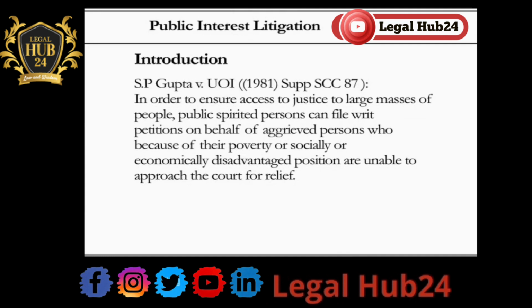The only way in which this can be done is by entertaining writ petitions and even letters from public-spirited individuals seeking judicial redress for the benefit of persons who have suffered a legal wrong or a legal injury, or whose constitutional or legal right has been violated, but who by reason of their poverty or socially or economically disadvantaged position are unable to approach the court for relief. So this is what the court felt was the need to motivate and to develop a system of public interest litigation.